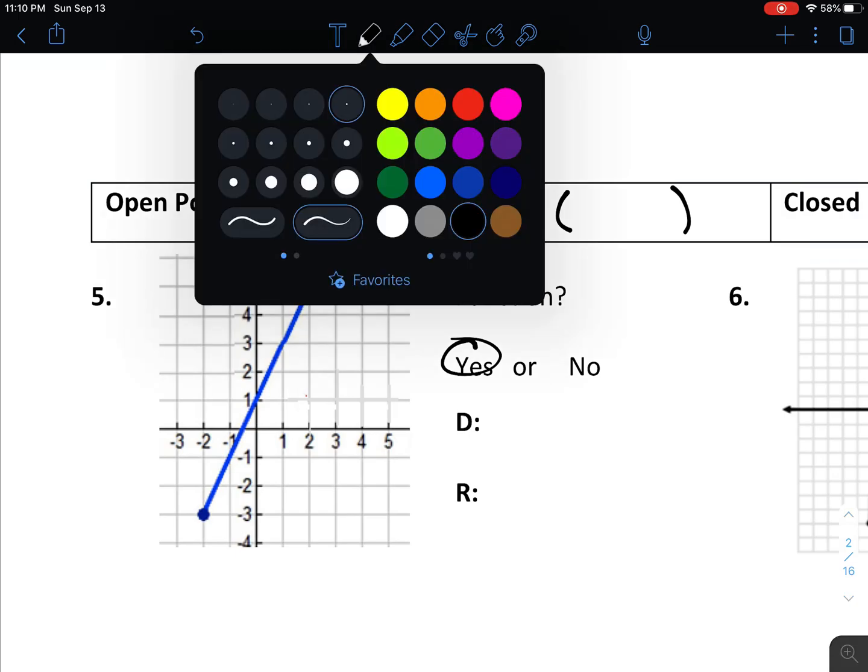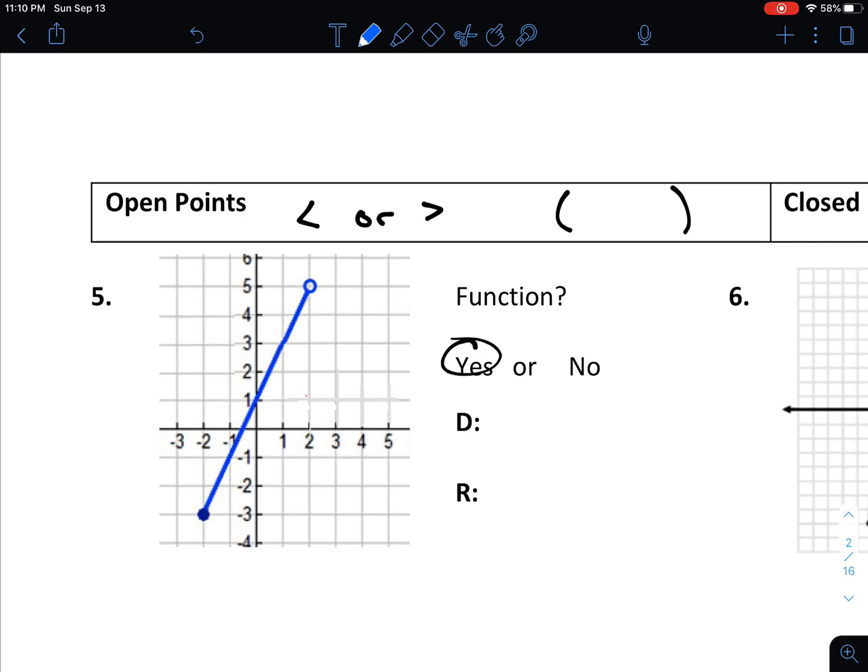For the domain, let's think about what x values we're between. So the smallest x value that we can get to is this point, which is at an x value of negative 2. It's got a solid point or a closed point there, which tells us to use a less than or equal to sign. So closed point, you use the equals to sign along with it.